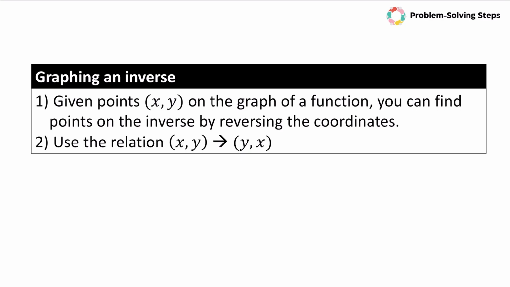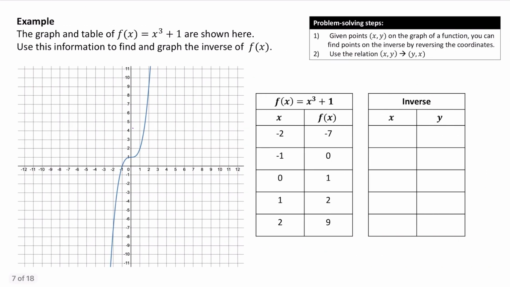So if we're given the points (x, y) on the graph of the original function, we can figure out the points on the inverse by reversing the coordinates. So we're going to use the relation that (x, y) becomes (y, x). So let's use the graph and table of f of x equals x cubed plus 1 to find and graph the inverse of f of x.